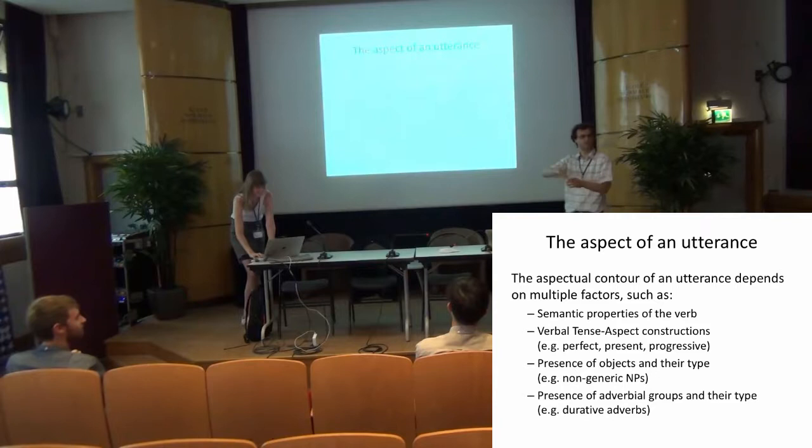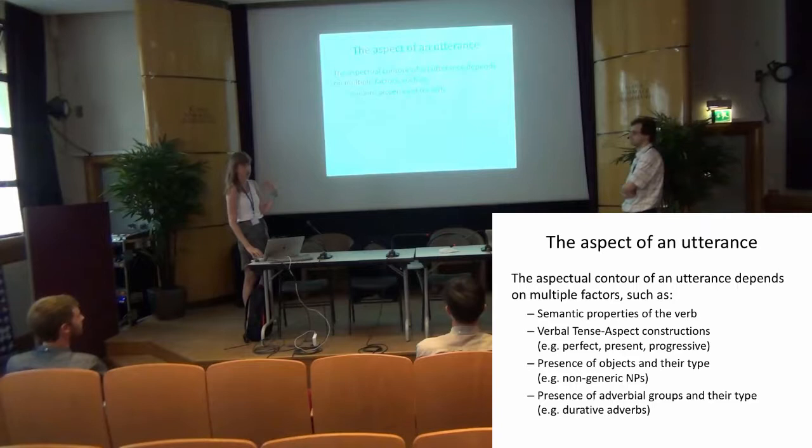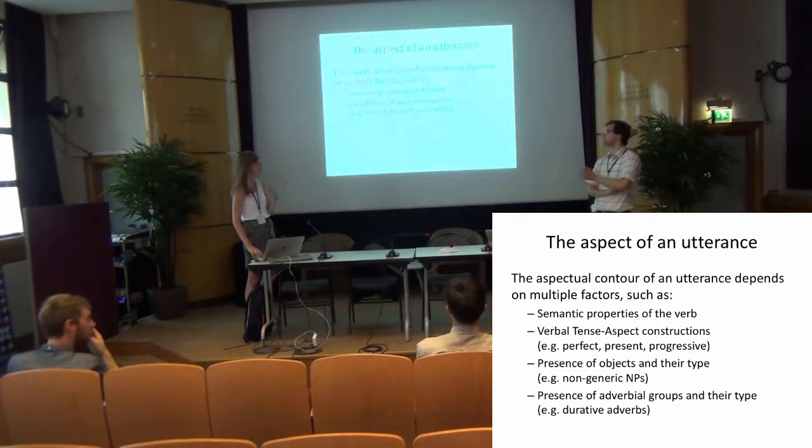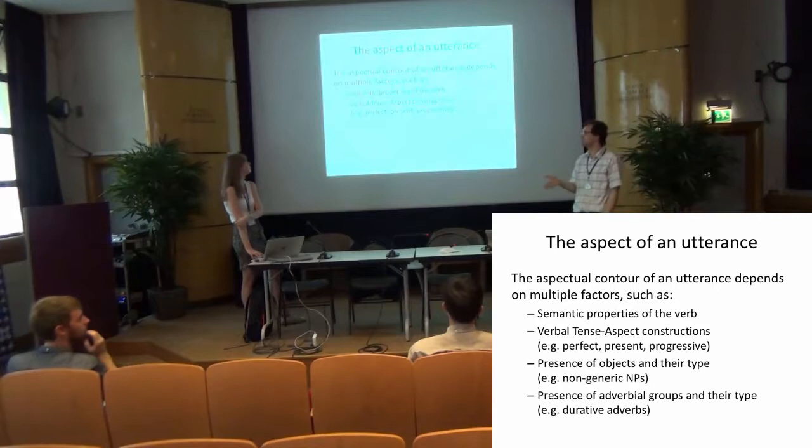But the important thing is that aspect is defined, so he speaks about aspect of utterances, not of verbs, and not even of the predicates alone. So the aspectual contour really depends on multiple factors. Of course, the semantic properties of the verb have something to do with it, but not everything. For example, the verb reaching has something of an accomplishment in it already, whereas reading or smoking or dancing has more of an activity in it. So there's the lexical aspect of the verbs.